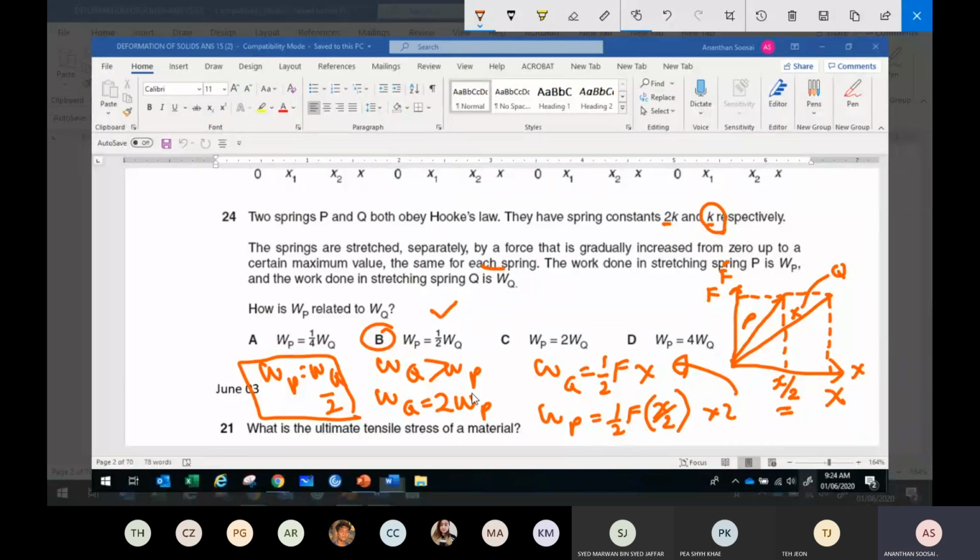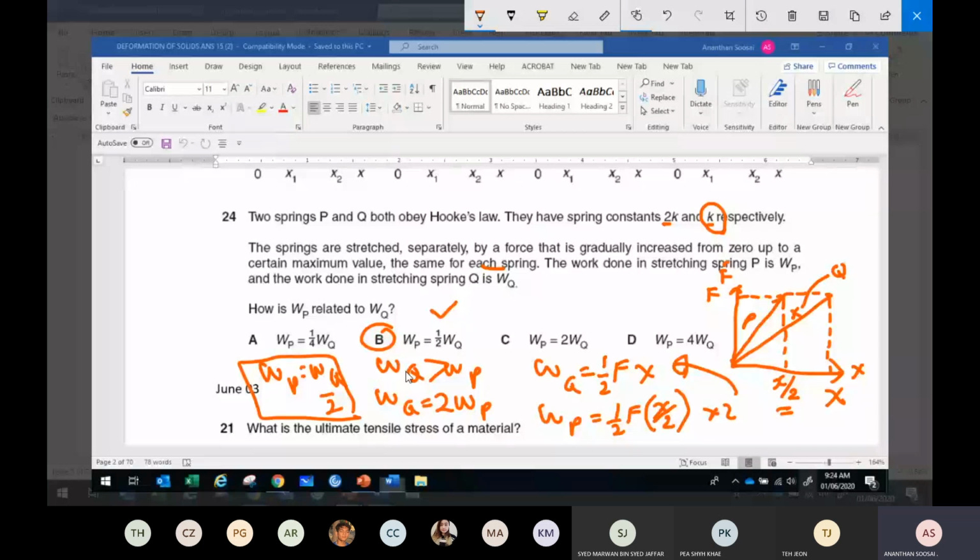I hope the explanation is quite clear. Do you have the idea? Those who got B, that is the answer. So C is wrong, WP equals WQ. In simple terms, the less stiff spring will do more work, and the more stiff spring will do less work if the force applied is the same, because a stiffer spring won't extend that much. So the conclusion is B is the answer. Any questions from here? No questions, I hope everyone understands.